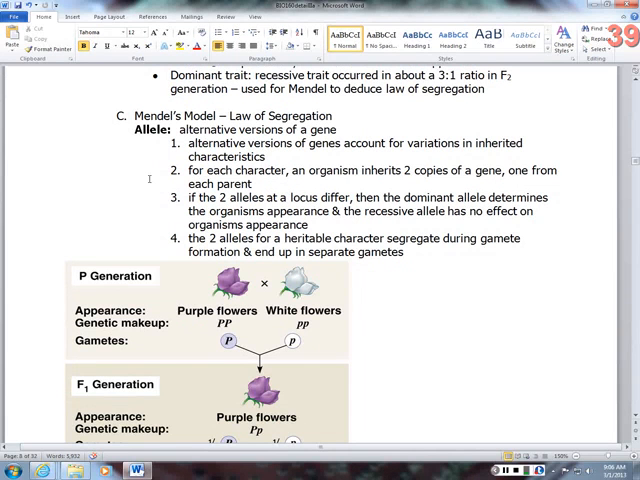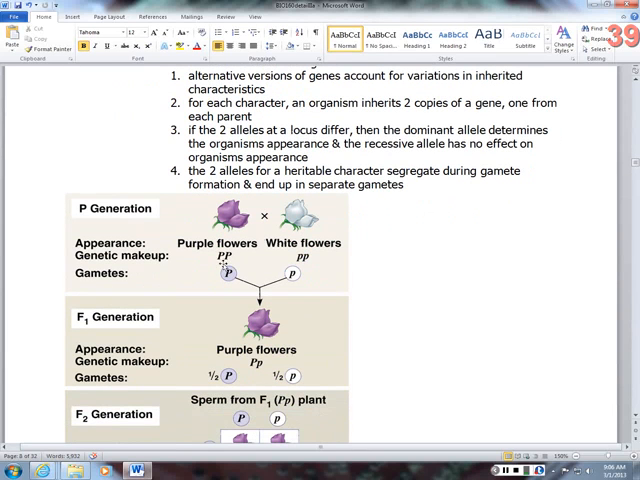So with the allele, it's the alternate versions of the gene, and what the law of segregation is going to state is that alternate versions of the genes account for the variations in the inherited characteristics. You get the white version or the purple version of the gene. For each character, an organism inherits 2 copies of the gene, one from each parent. If the 2 alleles at the locus differ, the dominant allele is going to determine the appearance, and the recessive trait has no appearance on the organism. So if you inherited a white and a purple, you're going to show the purple. You just carry a gene for the white, but you don't express it. The 2 alleles for a heritable character segregate during gamete formation and end up in separate gametes.